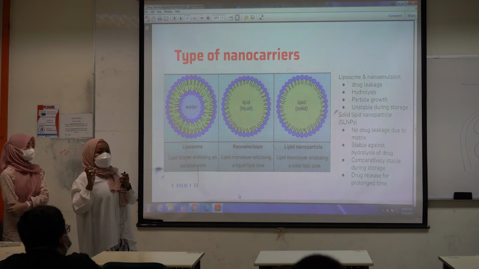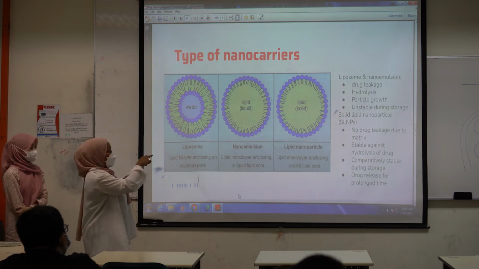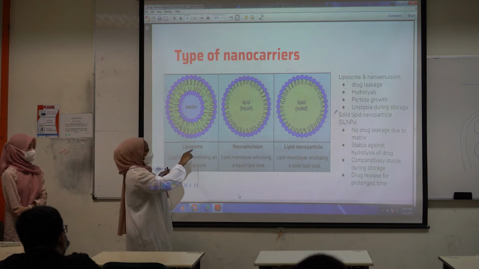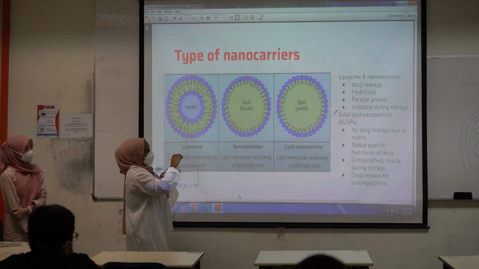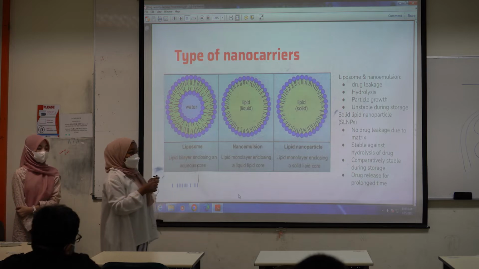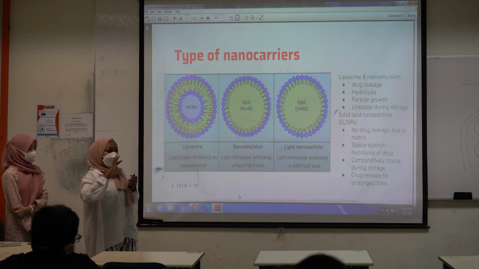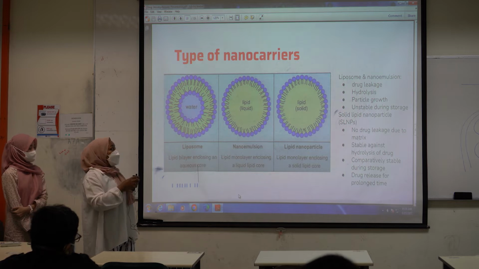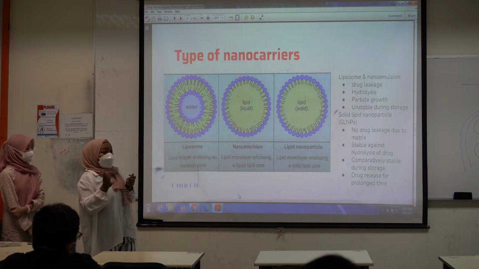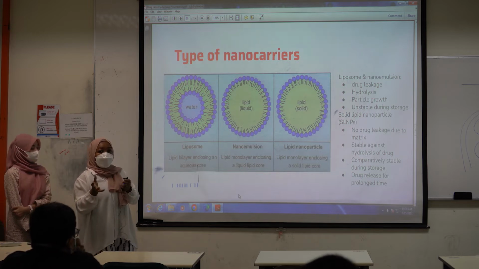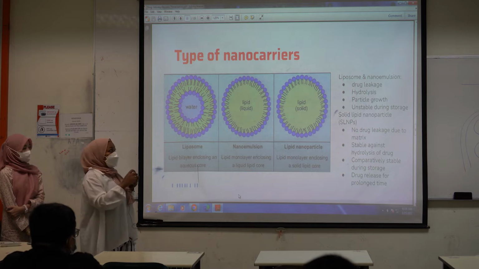The release will be longer compared to the two other. And also, the solid lipid nanoparticle is coated by a biocompatible surfactant, which makes it more stable.